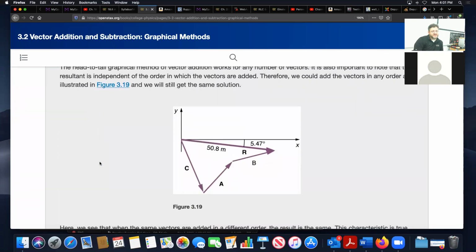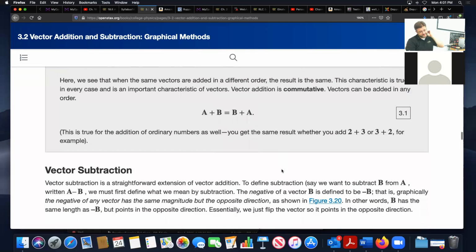But this does illustrate something else that's interesting about vector addition, and that is the commutative property. In other words, you don't necessarily have to add vectors in the same order every time. You can mix up the order when you're adding vectors. Here they add C to A to B like this, so they essentially just put them in a different order on the page, and it gives you the same result, the same length at the same angle. So that's nice to know.